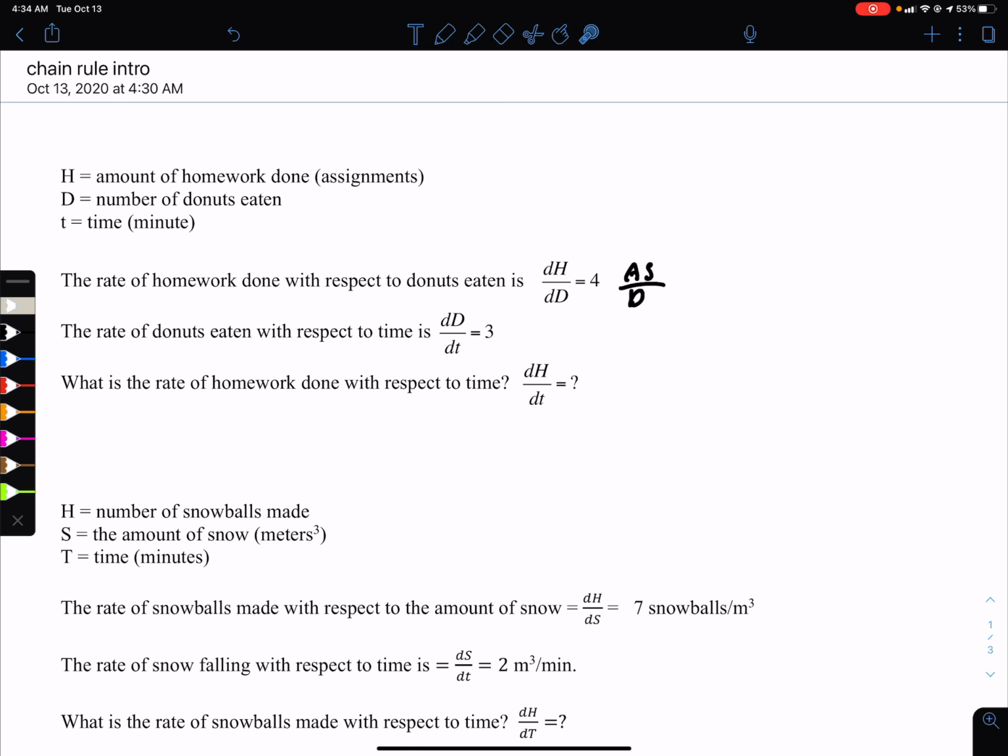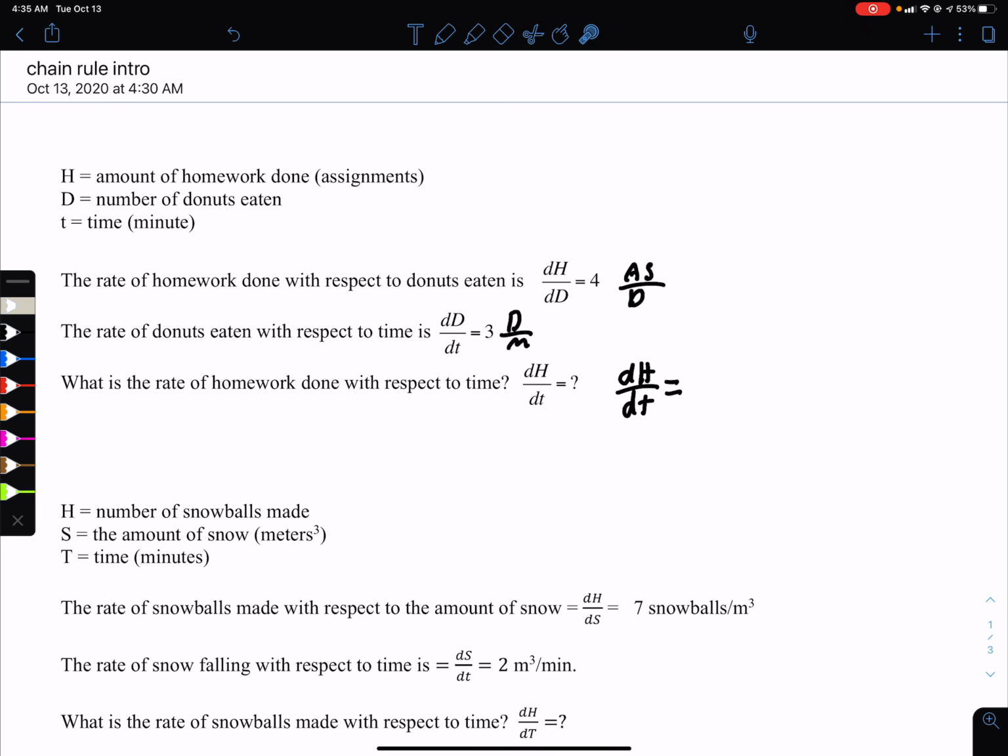And then the next one, we have another rate: how many donuts you've eaten with respect to time. So we have the rate of 3 donuts per minute. If we combine these rates, we can find the rate of how much homework you do with respect to time. So if you think about this, how fast are you doing your homework? The rate of completing homework.